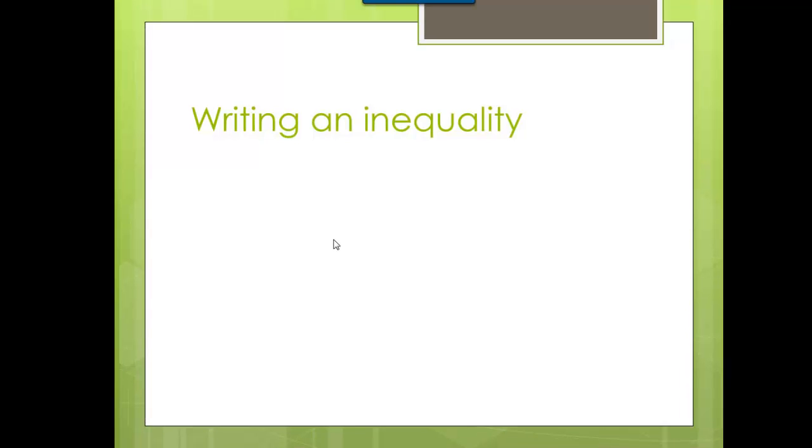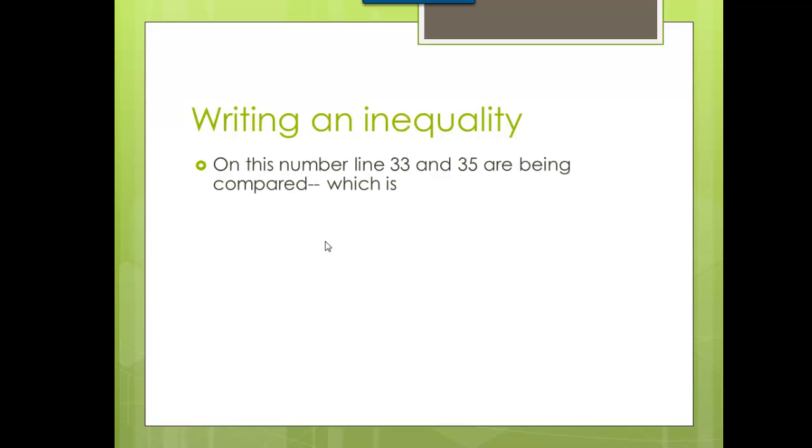All right, let's look at writing an inequality. We're going to write a number sentence of an inequality by using the symbols less than and greater than. Let's compare 35 and 33. We need to look at which is larger. So we're going to draw a number line, and we're going to mark the two numbers they've asked for, 33 and 35. Which is larger?